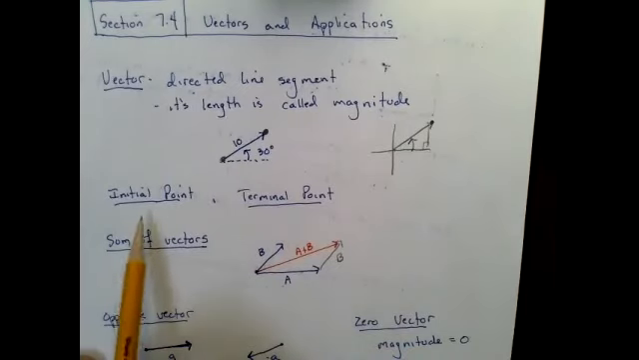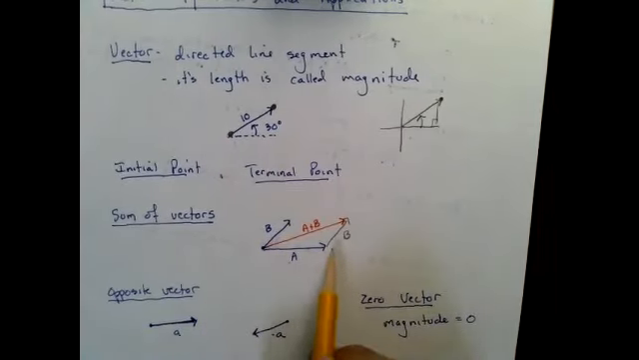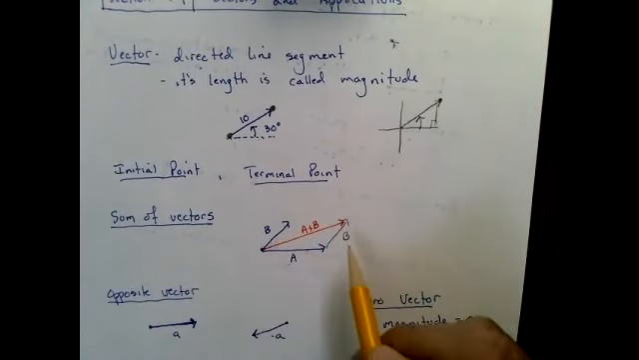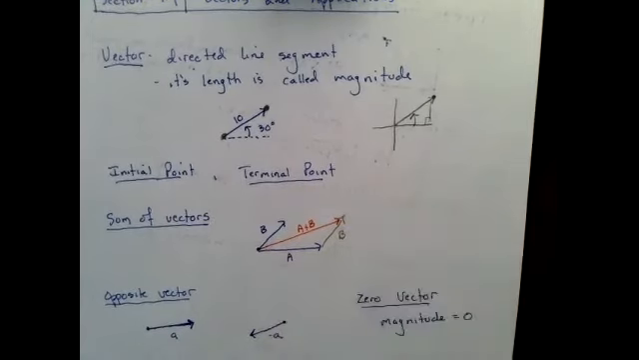I mentioned a moment ago, we have an initial point and a terminal point. We can start doing some math with vectors. For example, the sum of vectors. Here's vector A, here's vector B. If I took B and put it over here on the end of A, where I end up is a point called A plus B.